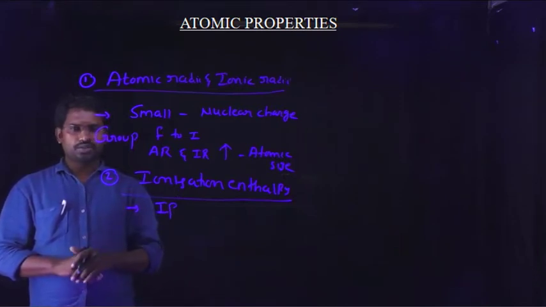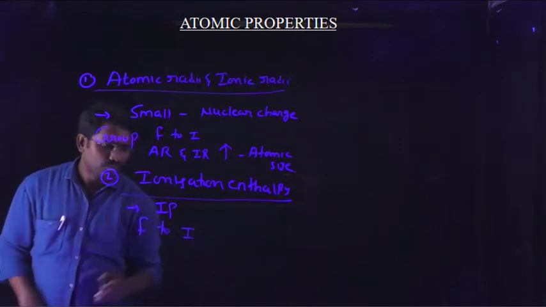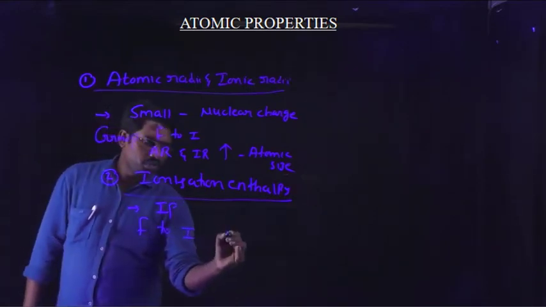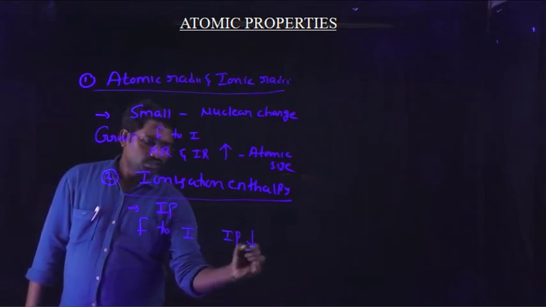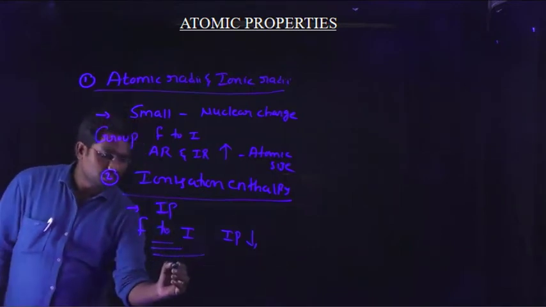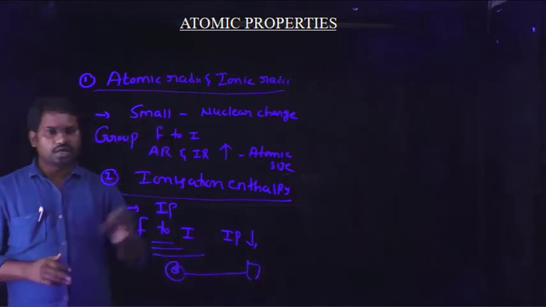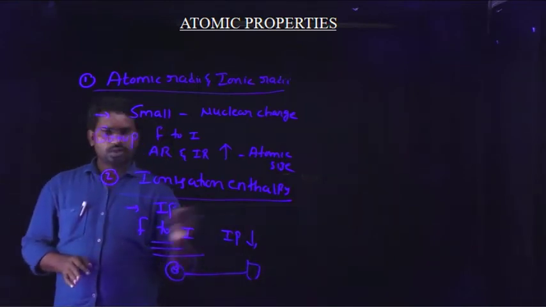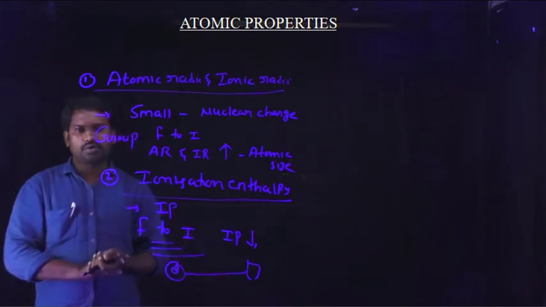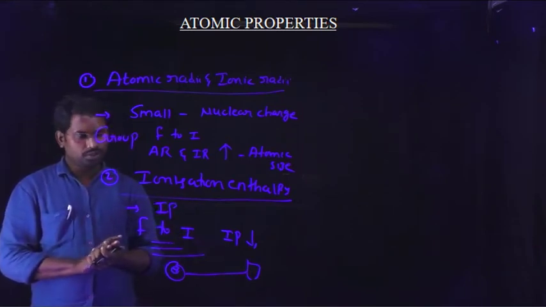In the case of ionization enthalpy, from fluorine to iodine, atomic number increases, so automatically atomic size also increases, therefore the IP values decrease. When atomic size increases, the distance between the nucleus and valence shell is very large, therefore the attraction between the nucleus and valence electron is very less. That's why we can easily remove the electron from the valence shell.